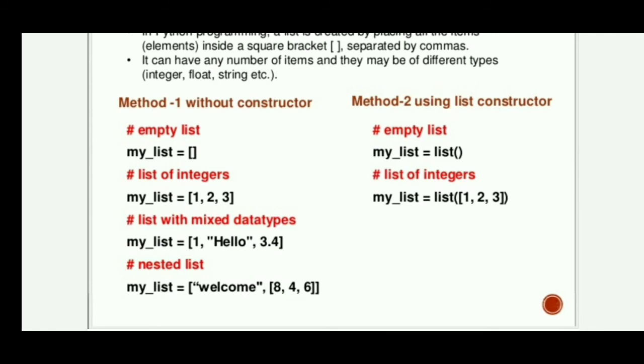Next one, nested. Nested means one list contains another list. Here you can see my_list is equal to "welcome", which is one element, comma, and the second element is another list. The second element contains 8, 4, 6. So it is another list, and in that list the elements are 8, 4, 6. Second method, using the list constructor. For an empty list, my_list is equal to list(), which directly creates the list. Next, my_list is equal to list, and in brackets, a square bracket, we write 1 comma 2 comma 3. By using these two methods you can create the list.